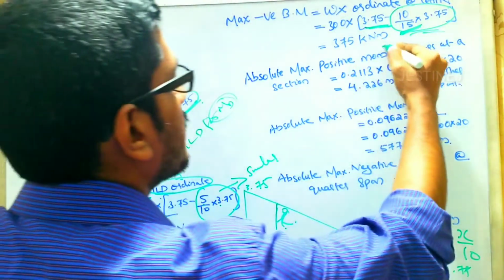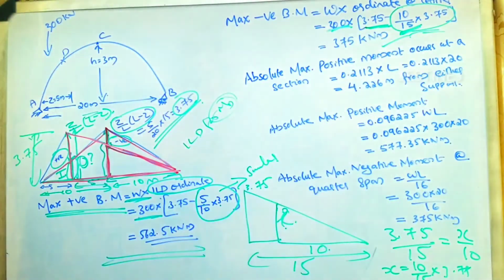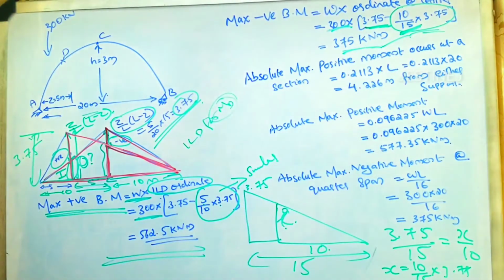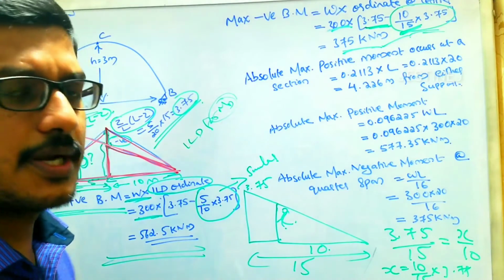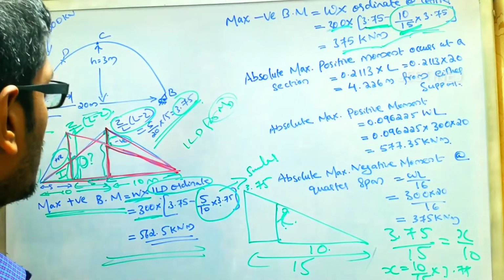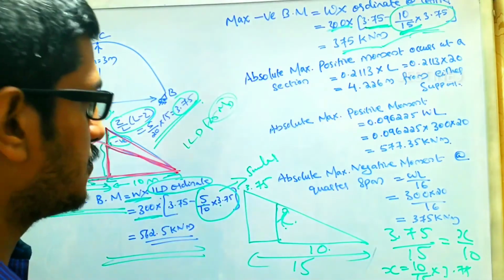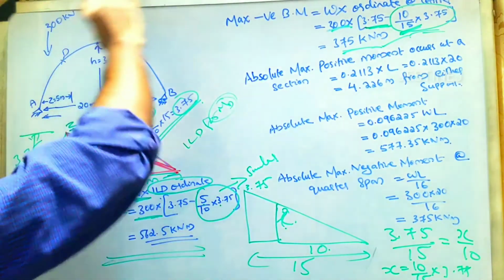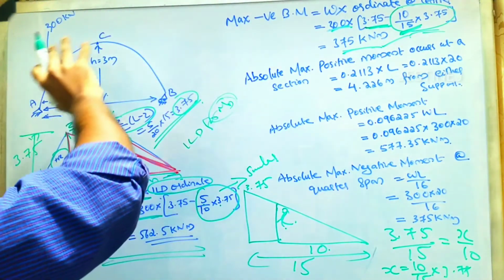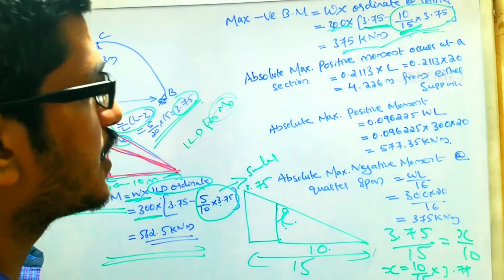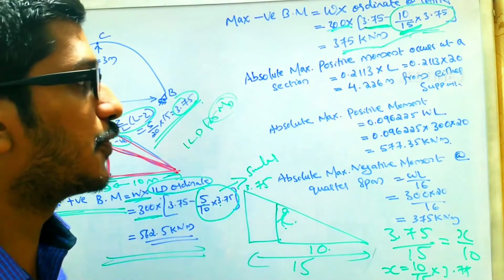And if you substitute the values, you have to multiply by the magnitude of the load traveling, that is 300. You finally get 375 kilonewton meter. Then our intention is to find out the absolute maximum positive moment and negative moment. And out of these points, at which point when you place this 300 kilonewton, the maximum value is going to occur.